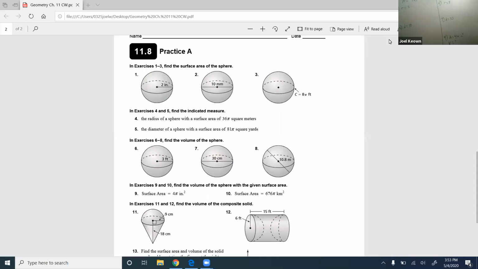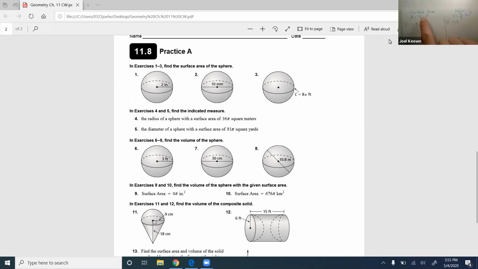Hey guys, so this is the start of 11.8, the last section in chapter 11. All right, so we're going to do problems 1 through 10 with the exception of number 8, just because number 8 and number 7 are pretty much exactly the same. They both start you with the same thing, okay?